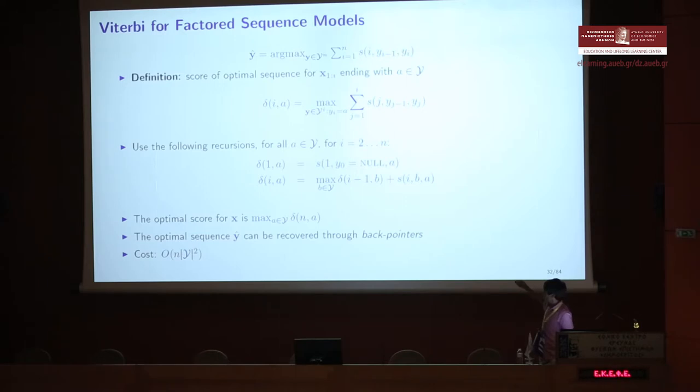Because I'm defining subproblems at the sequence level, but then I find that each of the subproblems can be defined by only looping at the labels, right? So by solving all these recursions one next to each other, I can, in linear time, and because I do this for n and for all a, and each of the problems involves looping over y, there's a quadratic dependence, right?